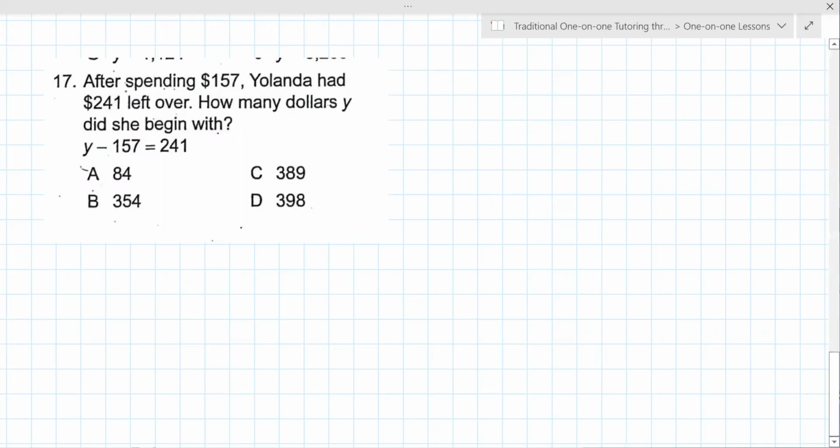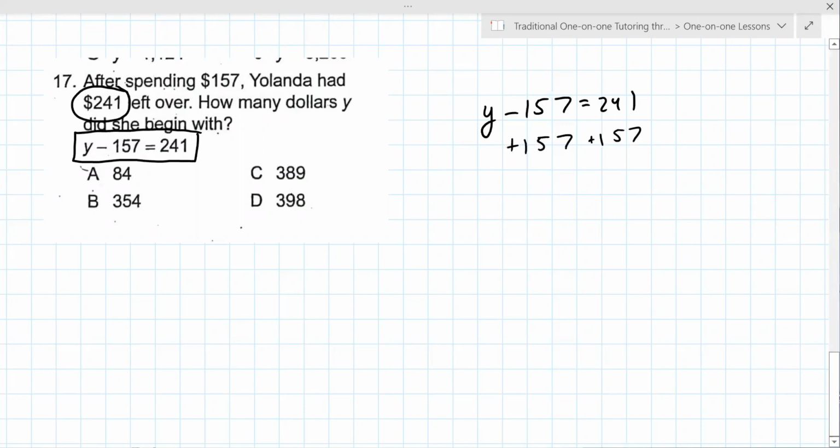So my question to you is, does she start with more or less than $241? She starts with more. So now it'd be addition. I didn't even notice they give you the equation. I thought you had to write it. That's why I wanted us to look at it. But you just solve by adding 157 to both sides of the equation. And the answer would be 398.